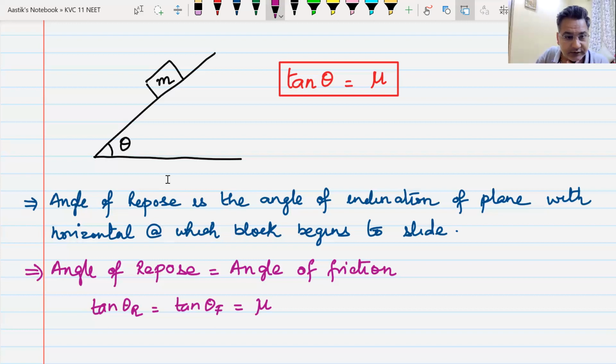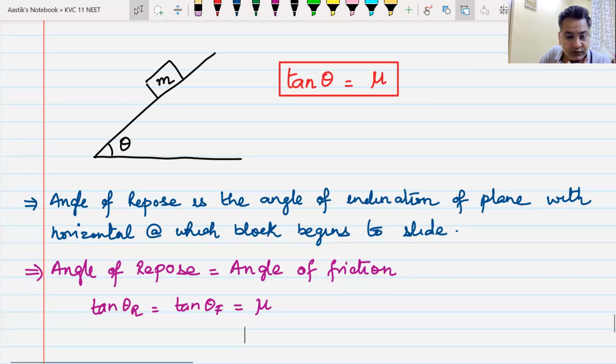Have you noted it down, beta? Have you noted it down? Shall we move ahead?